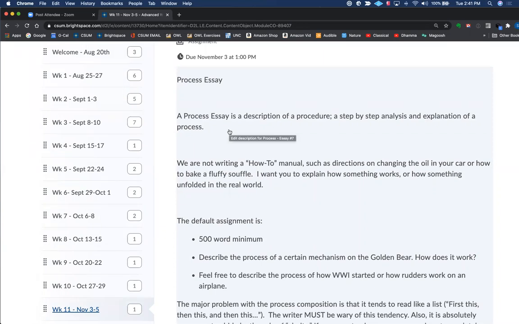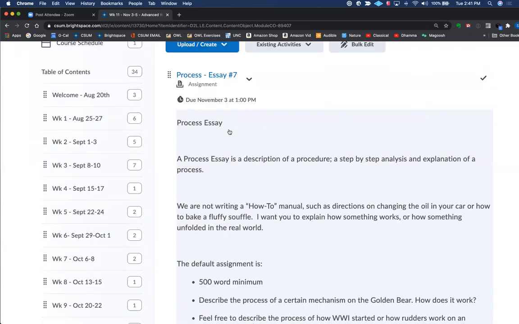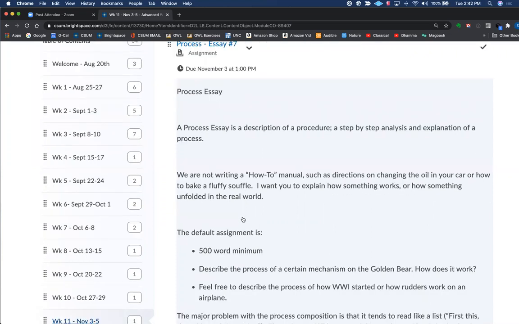Process essay. Any other questions before we move on to essay number 7? Good stuff. Essay number 7, process essay. This is a description, a step-by-step analysis and explanation of a process. There is a very, very slight distinction between a how-to manual, like a recipe, and a process essay.